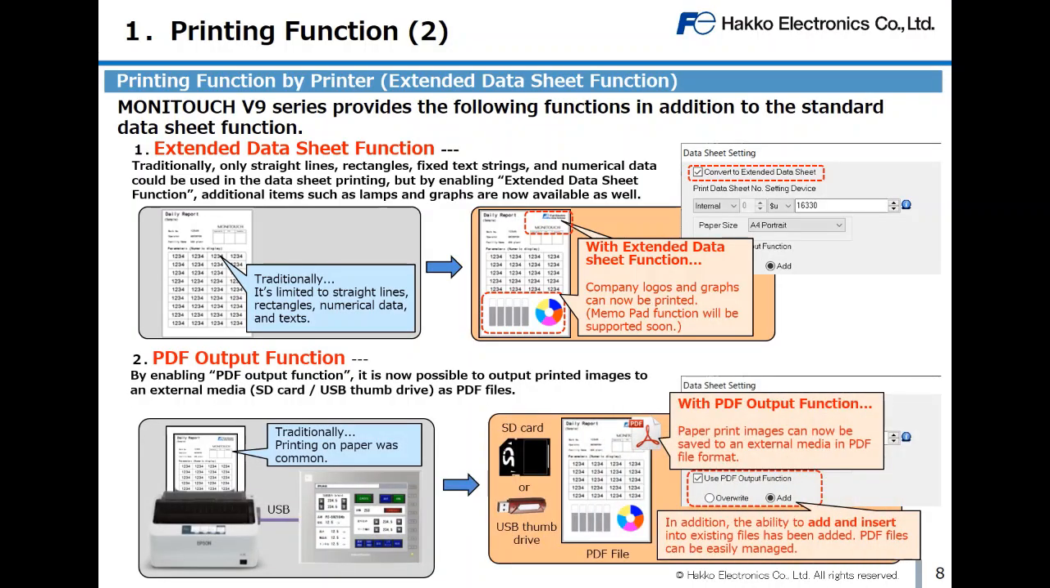By checking the box of the PDF output function in VSFT, you can easily output printed images to an external media such as SD card or USB thumb drive as PDF files. Instead of printing out paper copies, the data can be stored electronically.